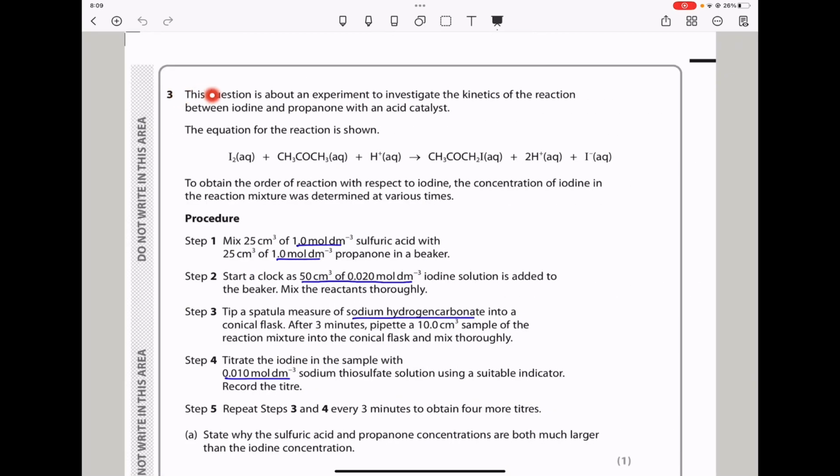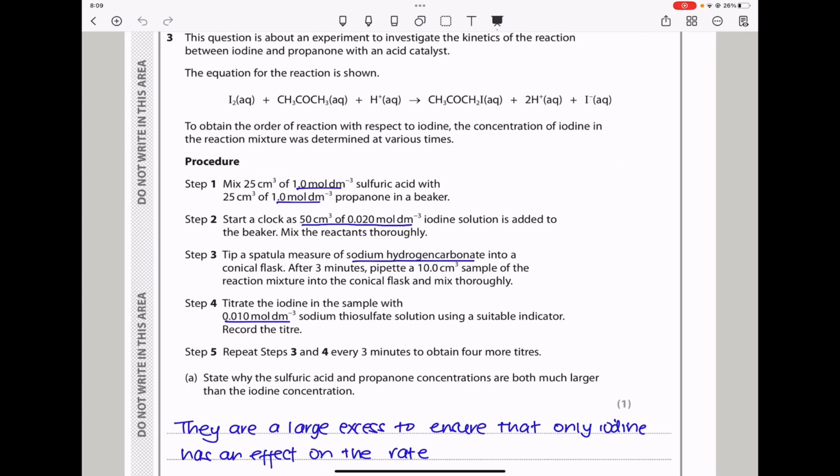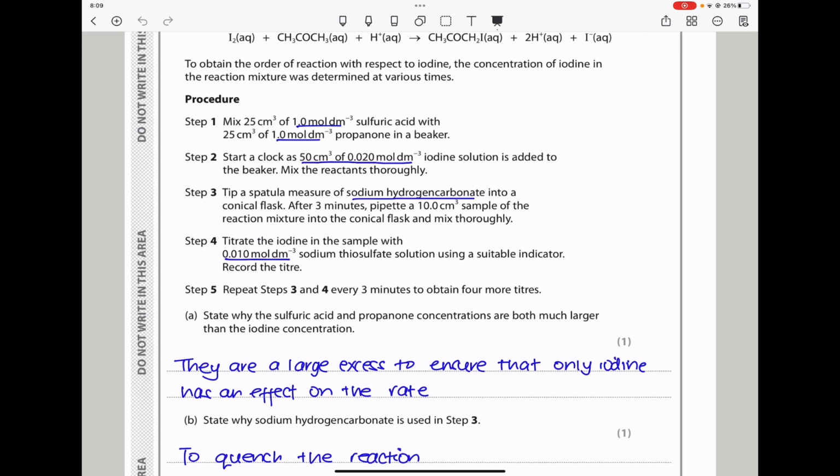In question 3, they say this question is about an experiment to investigate the kinetics of the reaction between iodine and propanone with a catalyst, which is an acid. This is the equation for the reaction. They say to obtain the order of reaction with respect to iodine, the concentration of iodine in the reaction mixture was determined at various times. So the procedure is as we can see here.